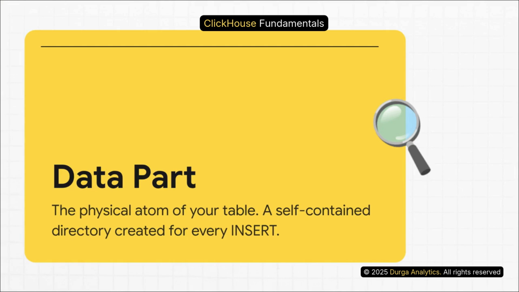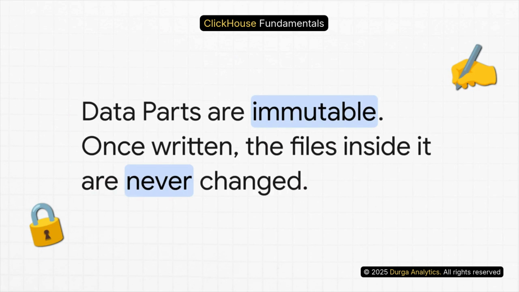Here's how it works. When you run an insert statement, ClickHouse doesn't go searching for some existing file to add data to. Nope. Instead, it creates a brand new, completely self-contained directory right there on the disk. That directory is the data part. It holds everything, the compressed column data, the primary key indexes, all of it, just for that one specific batch of inserts. And this is the most critical detail of all.